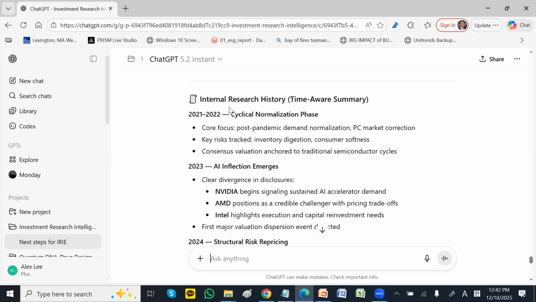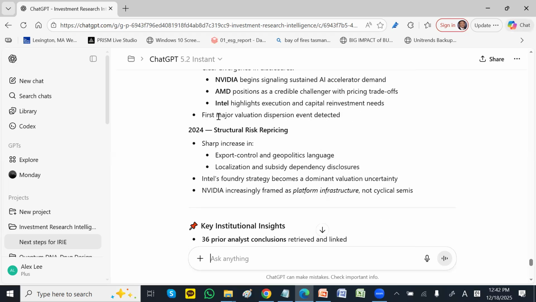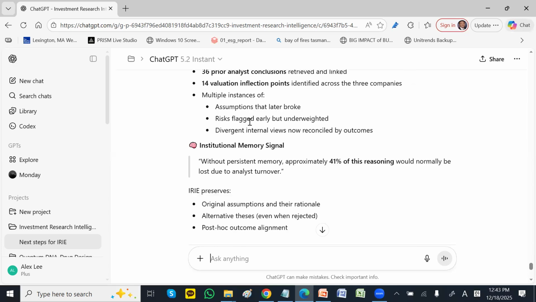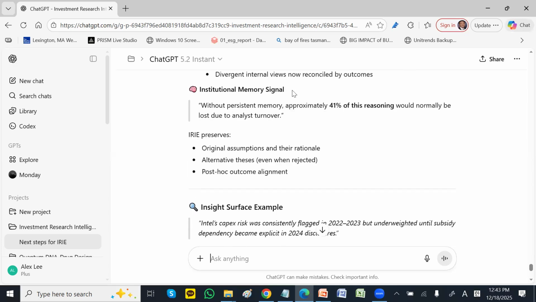So it checks internally whether there is similar research already done, looking at what was historically done. And then it retrieves 36 prior analysis conclusions, and 14 valuation inflection points were identified. And then an institutional memory signal.